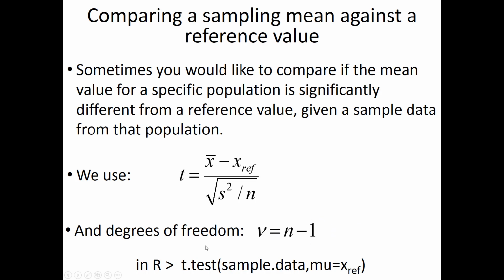If we wanted to perform this test in R, we would take our sample data and the t-test function, and we would compare this to the true value of the mean, mu, which we set equal to that reference number we want to compare. If no mu is entered, then the default value of mu is 0, so the sample data is compared to a reference value of 0.